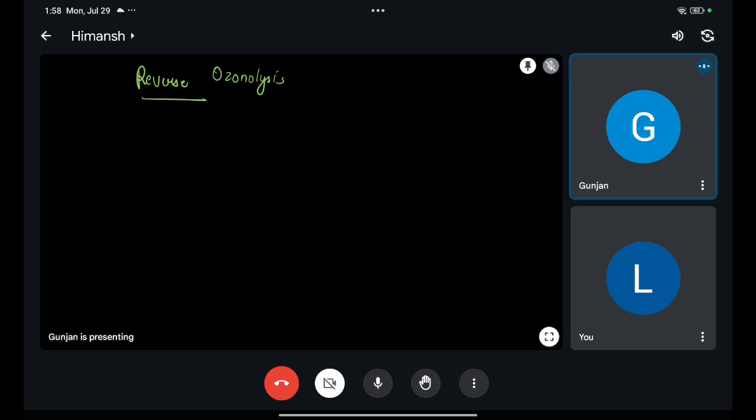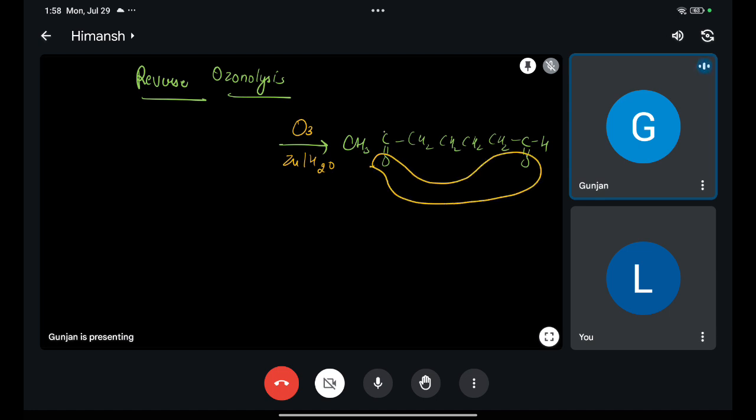Reverse ozonolysis. In reverse ozonolysis, we just have to reverse the process. Let's say this is the compound given: CH3, CO, CH2, CH2, CH2, CH2, CH2. Now they are asking that it undergoes ozonolysis, so you have to detect the reactant. How to detect it? This also has a short trick. Just remove this oxygen and make a double bond in between them.